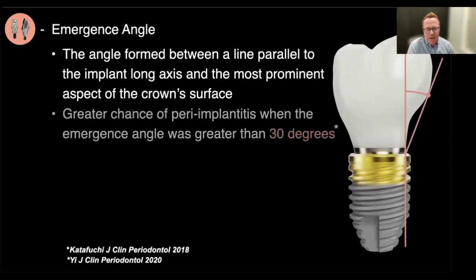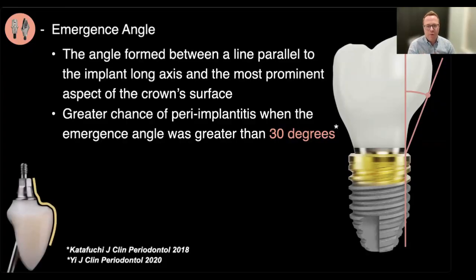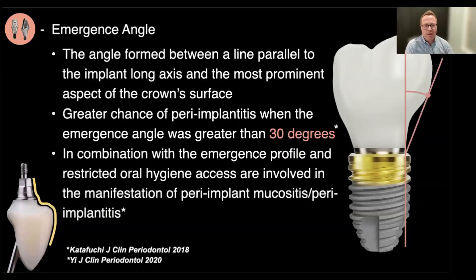And what they've found is as this gets greater than 30 degrees, they've found a correlation between an emergence profile greater than 30 degrees and a limited ability for patients to get good oral hygiene access, and therefore we can see a greater chance of peri-implant mucositis or peri-implantitis. They've also done histology studies of the tissues in those areas, and they can also see some changes or differences in the tissues as well.